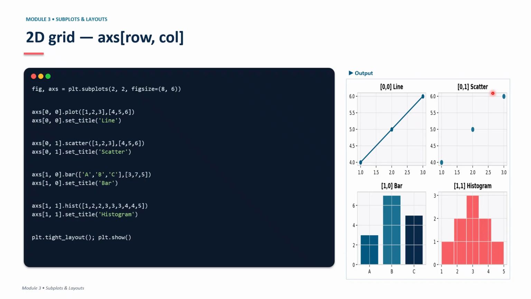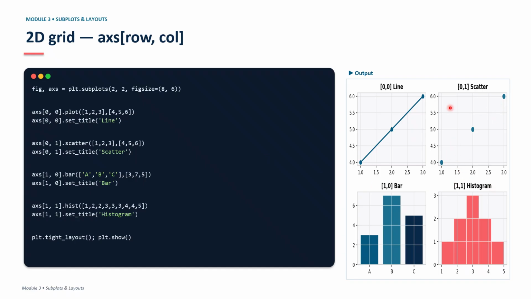This code places a different chart type in each and every panel. You can see here axis 0,0 is creating a line plot. By default, the plot method is a line plot. So for 1,4 you have the point here, next 2,5, and next 3,6. So this is the line plot. And now the next, axis 0,1, I'm making the scatter plot. So the scatter plot is 1,4, then 2,5, and 3,6.